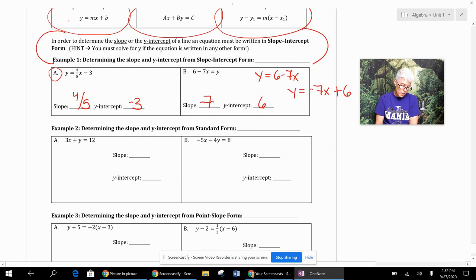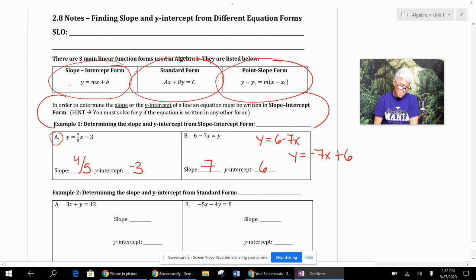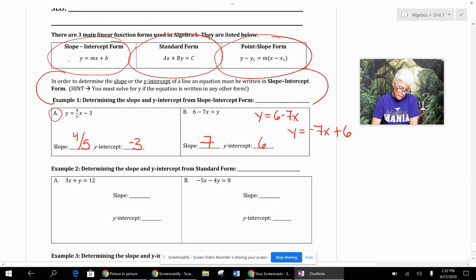Now we're going to determine the slope-intercept form, the slope and the y-intercept, from standard form. And if you remember back up here, it is ax plus by equals c. So the a just represents the coefficient in front of x. The b just represents the coefficient that's in front of the y. And the c represents our constant.